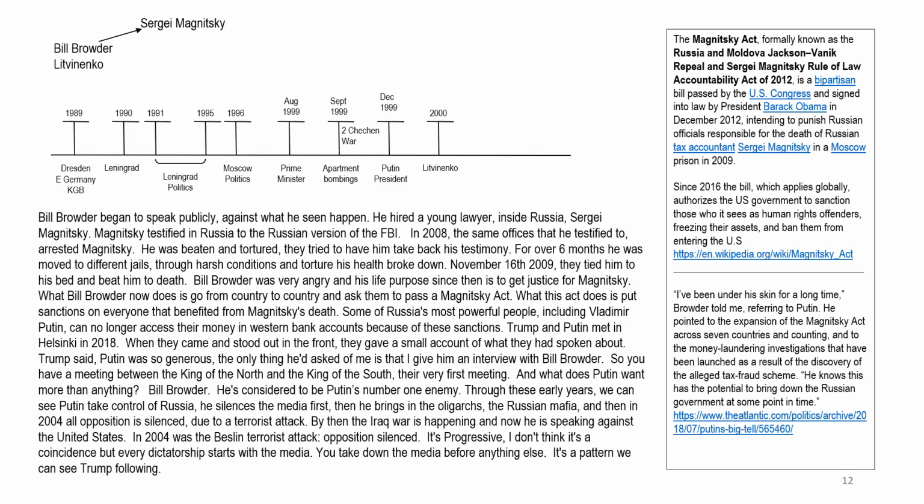"I've been under his skin for a long time," Browder told me, referring to Putin. He's pointed to the expansion of the Magnitsky Act across 7 countries and counting, and to the money laundering investigations that have been launched as a result of the discovery of the alleged tax fraud scheme. He knows he has the potential to bring down the Russian government at some point in time.